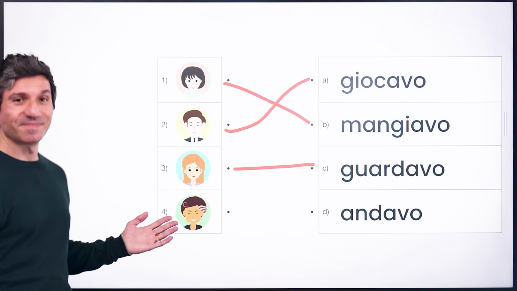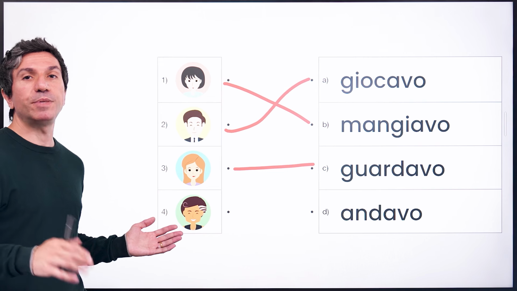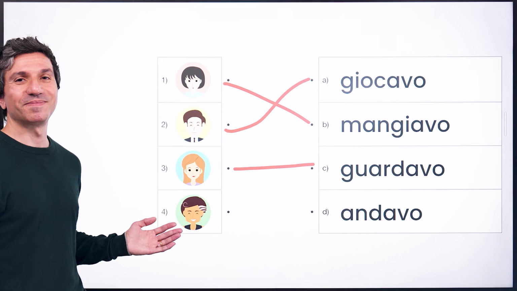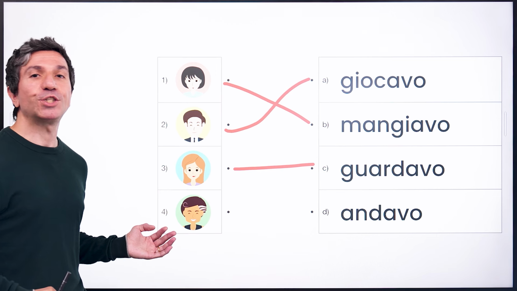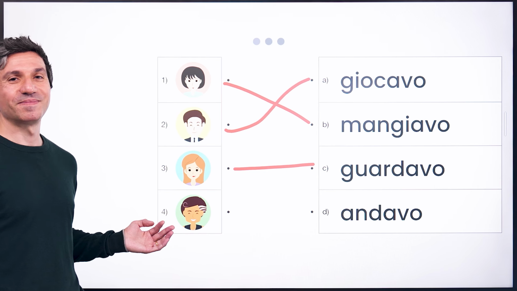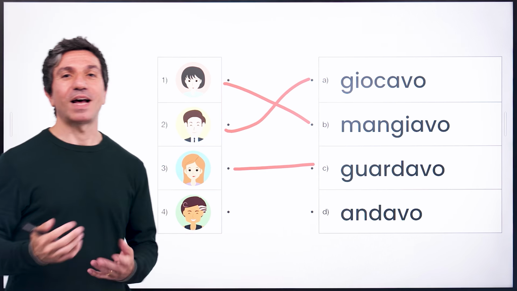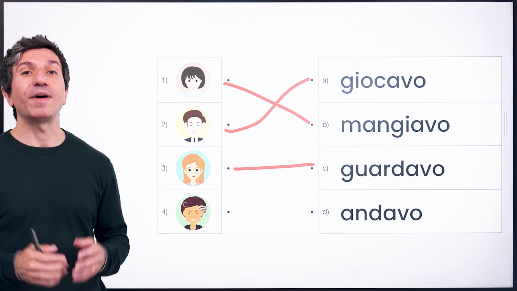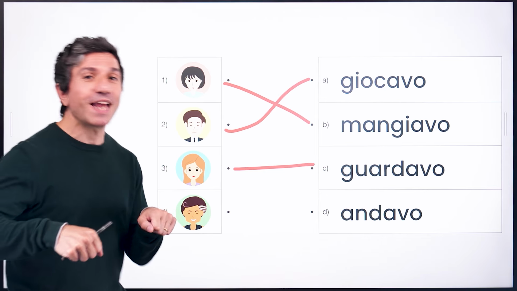And quando avevo 10 anni andavo in bici ogni giorno. One more time. Quando avevo 10 anni andavo in bici ogni giorno. Did you hear andavo? Andavo is the imperfetto form of andare, used to indicate a past routine or ongoing activity.